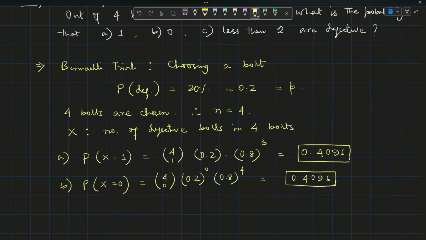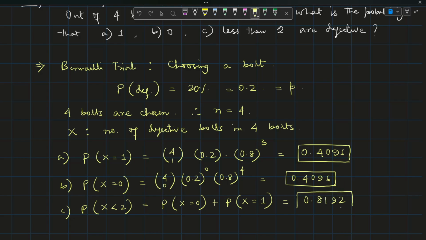0.4096. Now the last one is probability less than 2 are defective. So x is less than 2. So probability of x equals 0 plus probability of x equals 1. And just adding the previous two results, we will get 0.819.